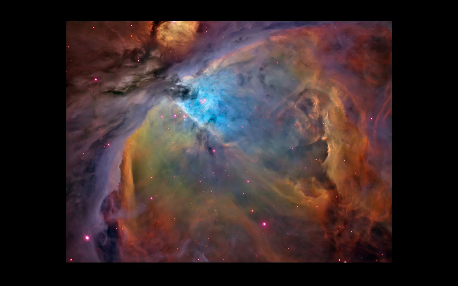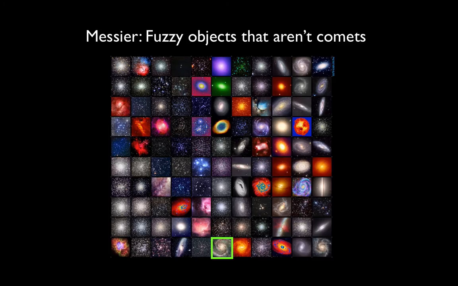This one down here is the Orion Nebula. This is a place, again, where stars are forming from big clouds of gas. So all of these things are located within our galaxy. These are clouds of gas forming stars or dying stars in our galaxy.